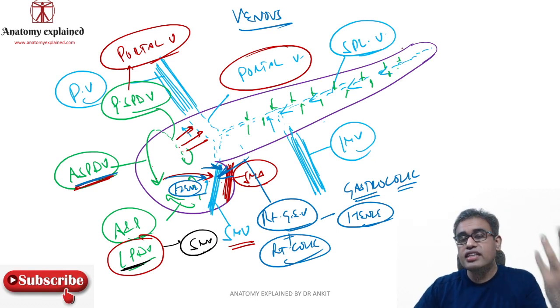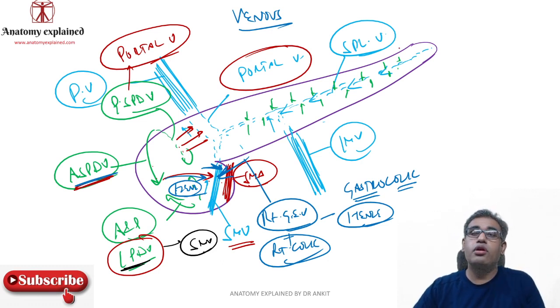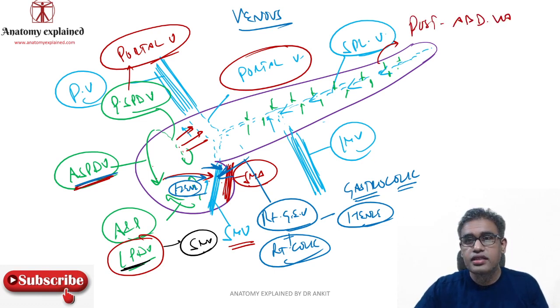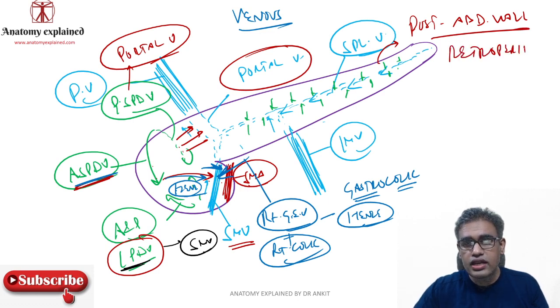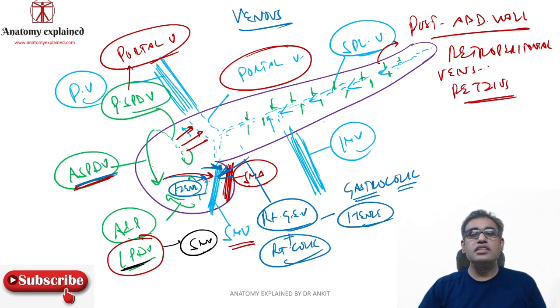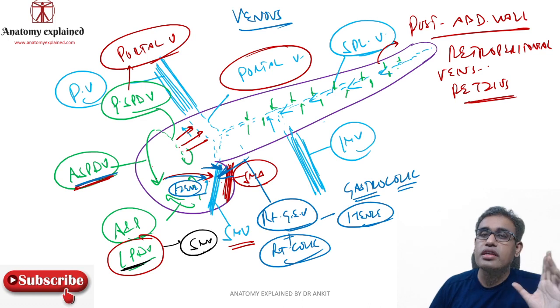What was the posterior relation of the pancreas? We have the kidneys, we have the aorta, we have the IVC, we have the posterior abdominal wall. So behind the pancreas, there is a whole of posterior abdominal wall and its relevant veins. What we call them as the retroperitoneal veins. Retroperitoneal veins, and the scientist is Retzius. So just behind the pancreas you have a whole systemic vein.